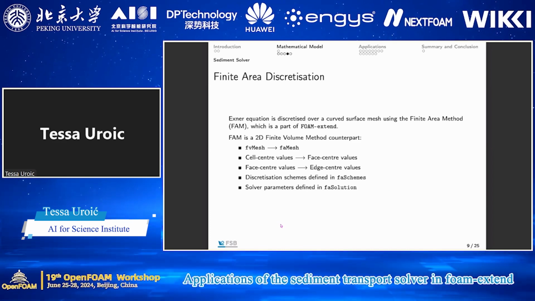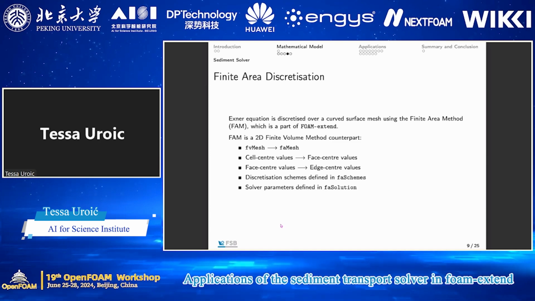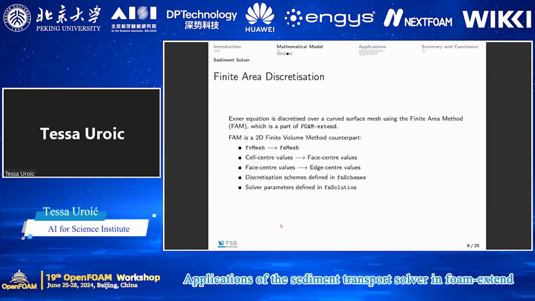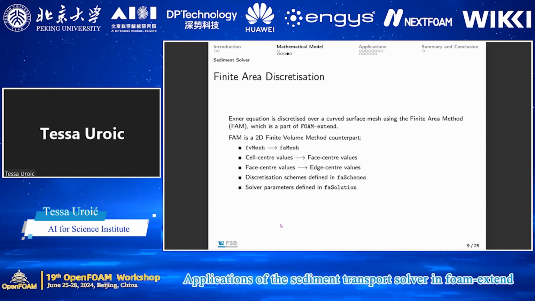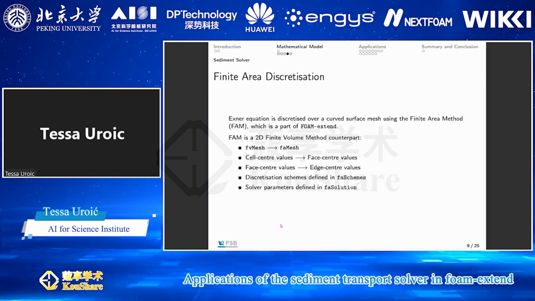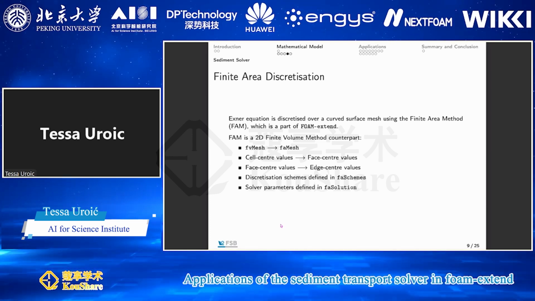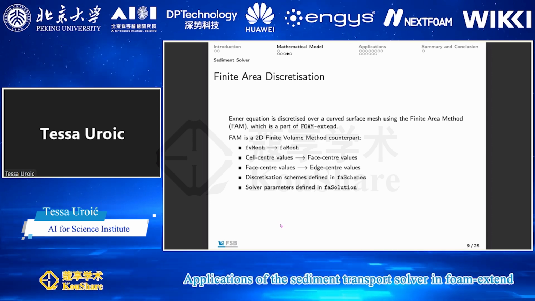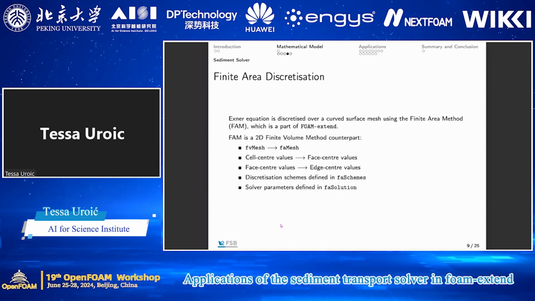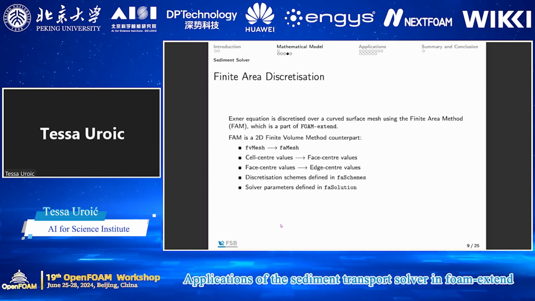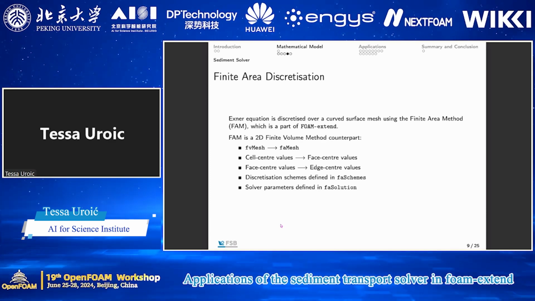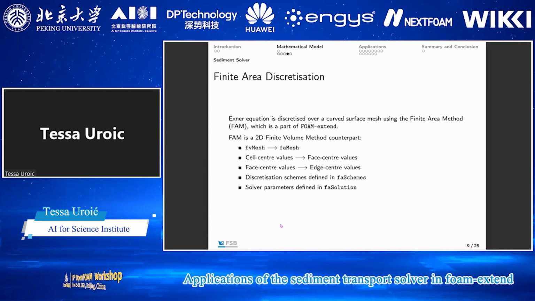Since the bed is two-dimensional, so it is a surface, the deformation, so the elevation, is discretized over a curved surface using the finite area method, which can be regarded as a 2D finite volume method. So everything which is 3D in finite volume method will become of a lower dimension in finite area. So your FV mesh will be a finite area mesh, cell centers will become face centers, face centers will become edge centers, and so on. And there are separate dictionaries for defining discretization schemes and solution algorithms.